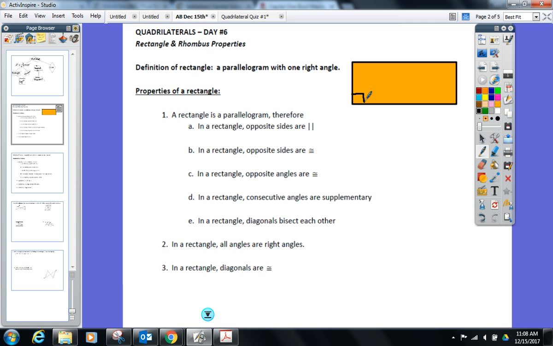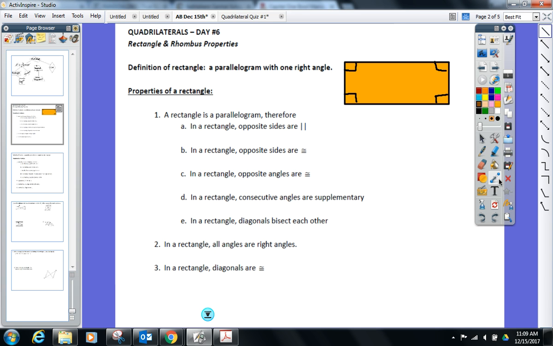Notice what the first 5 properties I gave you were. These are all the what? Read through them. These are all our parallelogram properties. They all apply to the rectangle. Never forget the parallelogram properties. They still apply. What are the extras? Here they are down below, 2 and 3. In a rectangle, all the angles are right angles. That does not happen in a parallelogram, only in a rectangle.